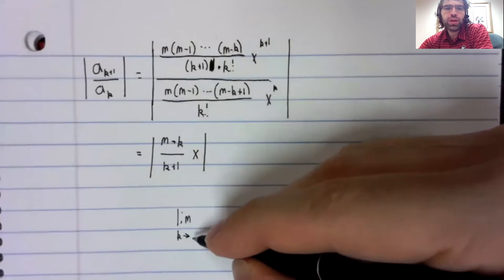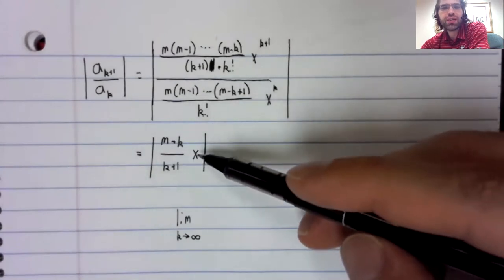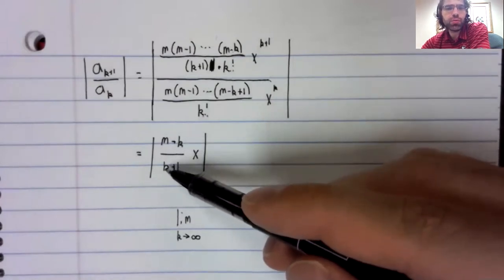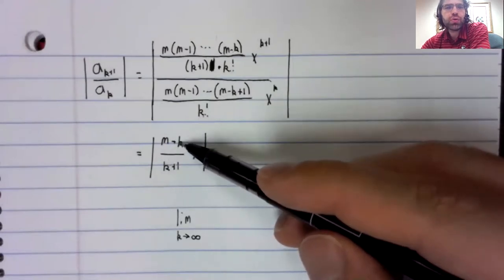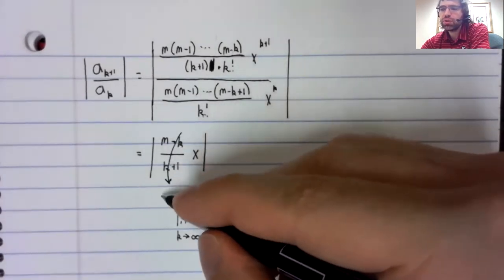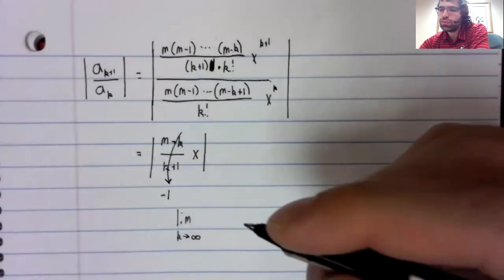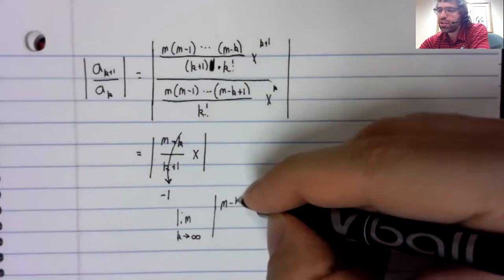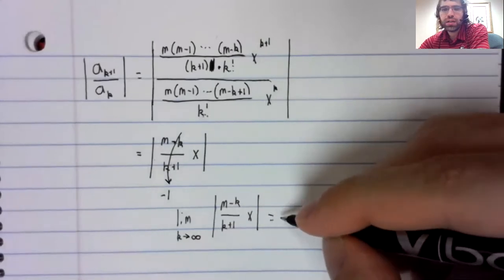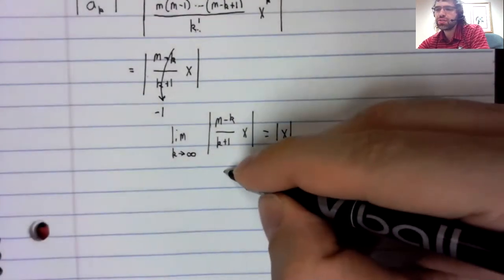Now you take the limit as k goes to infinity, and as you take this limit, you're treating m as a constant, and treating x as a constant. If it's k that we're treating as a variable, this then is a rational function, and it has a horizontal asymptote at negative 1. But the absolute value will get rid of any negative signs. And this limit is the absolute value of x.